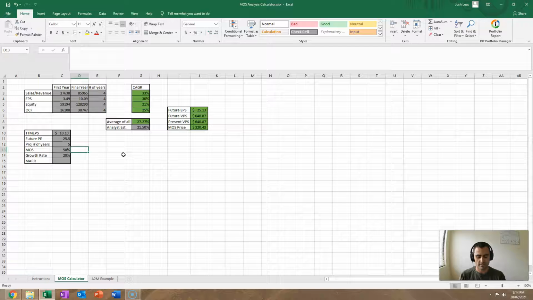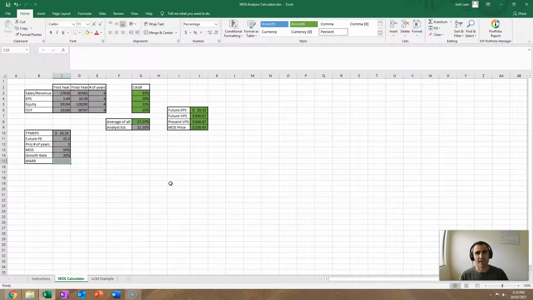If you're buying at that level, there's a big price disparity between price and value. So realistically, whatever you put here as your minimum acceptable rate of return, you're probably going to outperform that because you're giving yourself a 50% discount to start with.